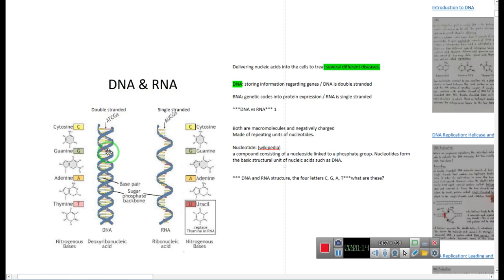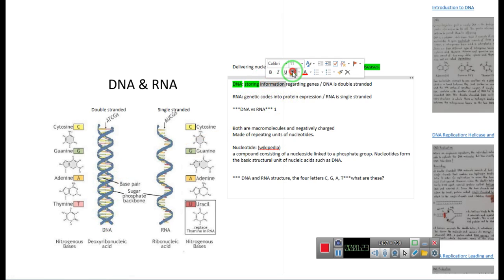As you see here, the DNA are the double-stranded molecules, and they are responsible for storing the information. On the other hand, the RNA molecules are the single-stranded ones, and they are responsible for getting the genetic codes of these DNA molecules to express a certain type of the protein.